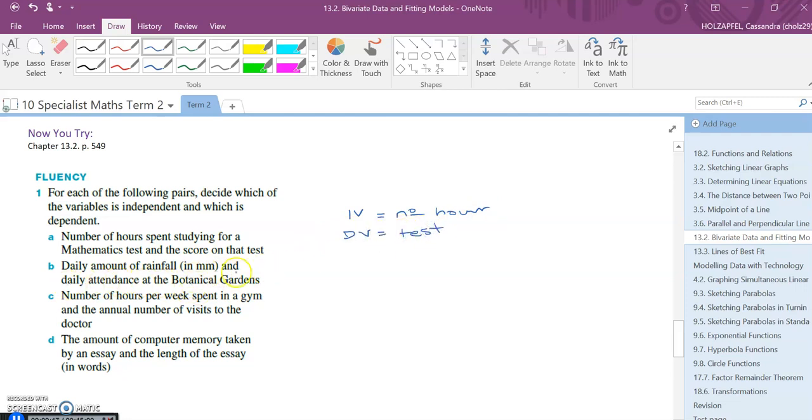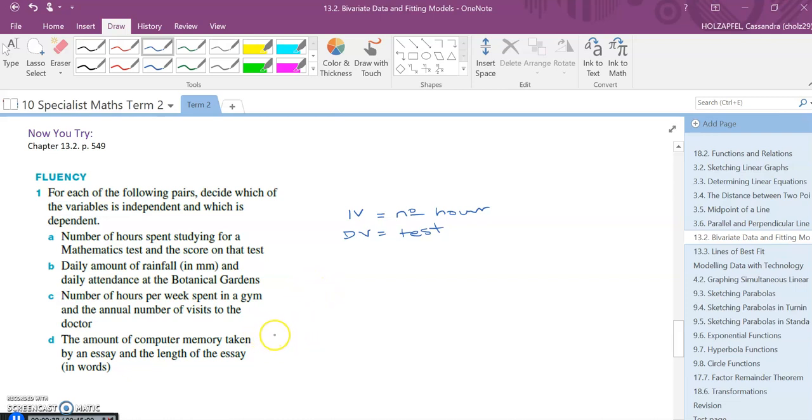All right, the next one, daily amount of rainfall and daily attendance. Does the daily amount of rainfall depend on how many people have attended the botanical gardens? No. The number of people in daily attendance depends on the amount of rainfall. So the amount of rainfall is the independent variable, and the dependent variable is daily attendance.